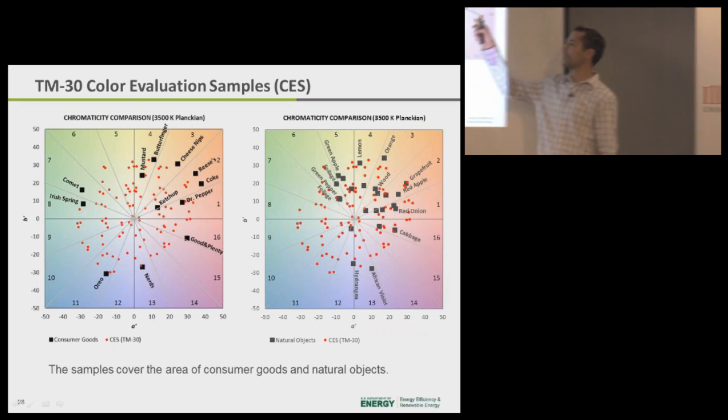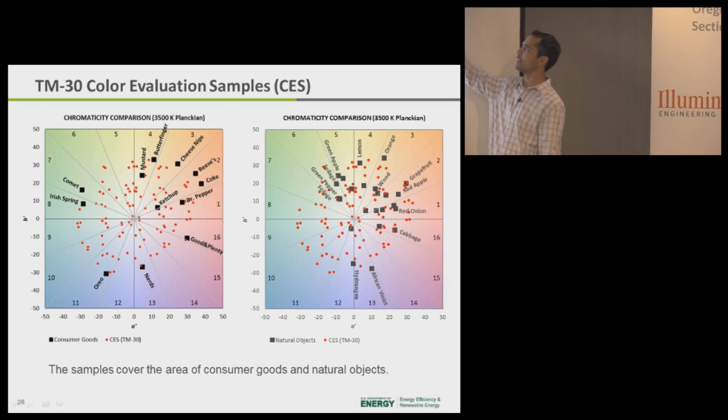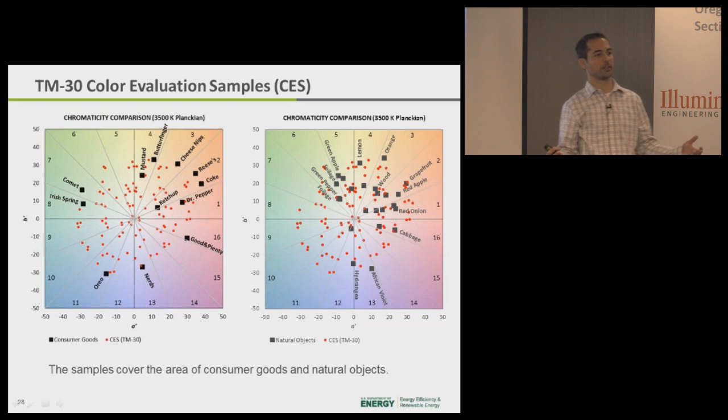And then these are more natural objects. These are pretty artificial objects, but you can see where a lot of natural things kind of plot. And so the color samples cover this full range of objects.